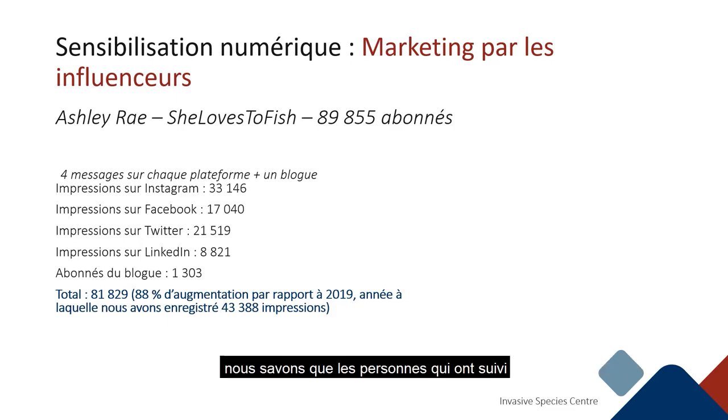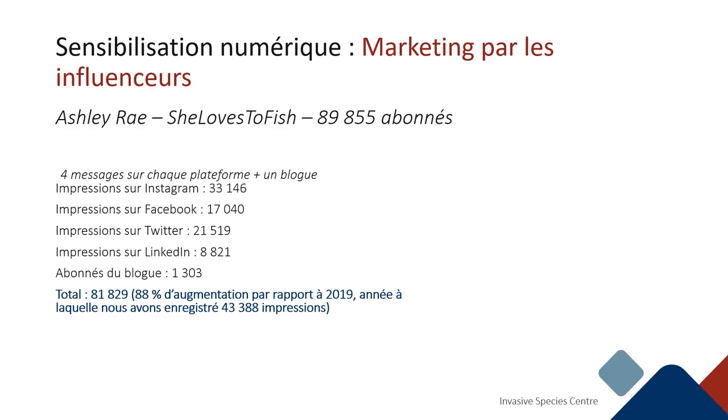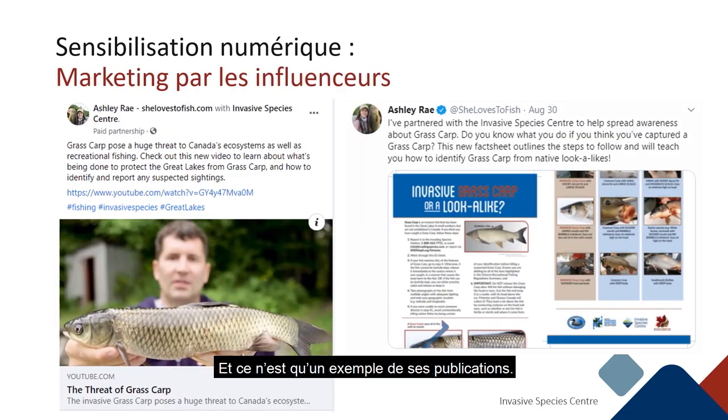We do use social media, and you can be really specific in how you target the people that you want to see your ads on social media, but we get a lot of different engagements, I find. And with influencer marketing, we know that the people that followed Ashley are people that are really interested in fishing, and they really care about protecting the Great Lakes. So she got a lot of positive engagement, and people were really interested in the campaign, which is really great to see. So looking forward to doing more work with influencer marketing in the years to come.